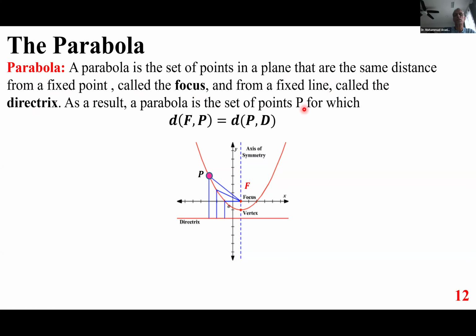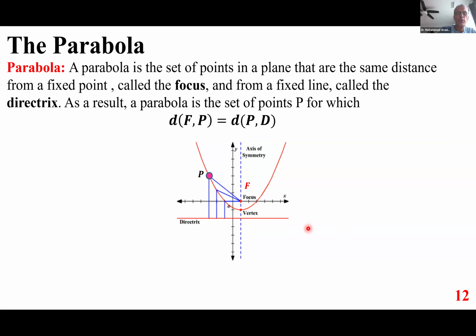As a result, a parabola is the set of points P for which the distances are equal. So here's a parabola. If you pick any point and connect it to the focus, and then drop a perpendicular to what is called the directrix, which is perpendicular to the axis of symmetry, the distance from this point to the focus, D, is the same as the distance from P to the directrix. That's a simple definition of a parabola.